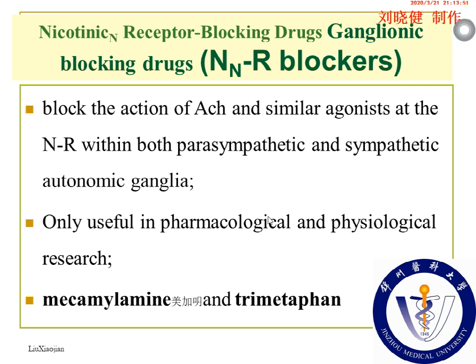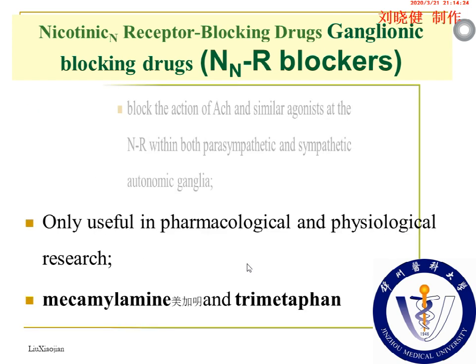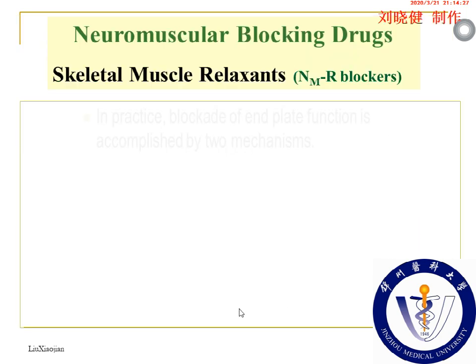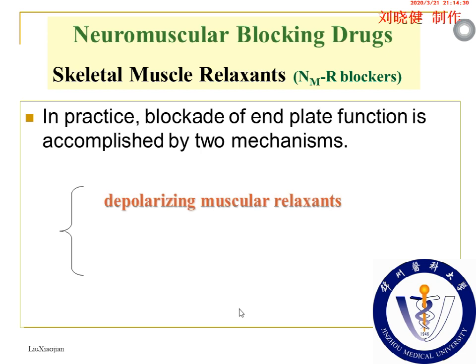Actually, these two agents, mecamylamine and trimethaphan, in the past were used in the treatment of hypertension. But because nowadays there are so many antihypertensive drugs, which you will study, they are totally replaced by the other agents. But nowadays, mecamylamine is still used in the abstinence treatment of smokers. But it is also relatively less used than N2 receptor blockers.